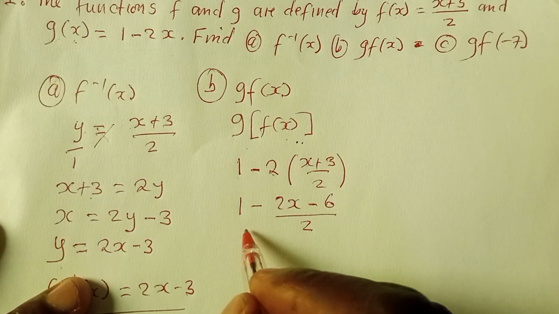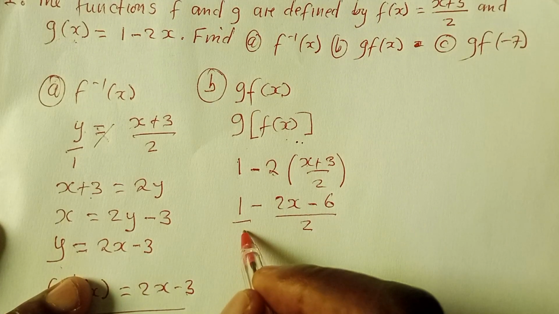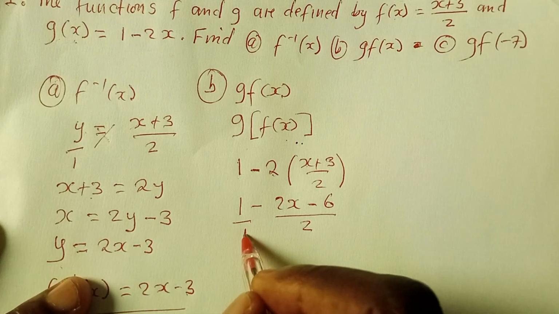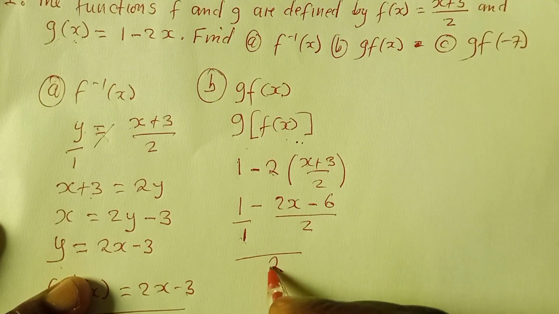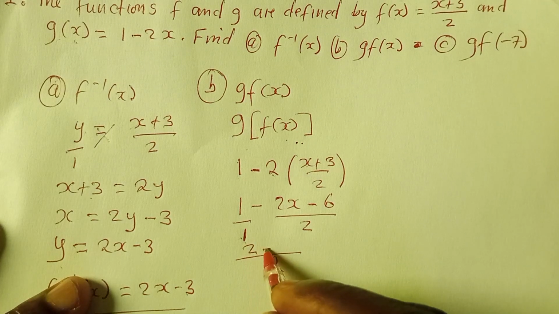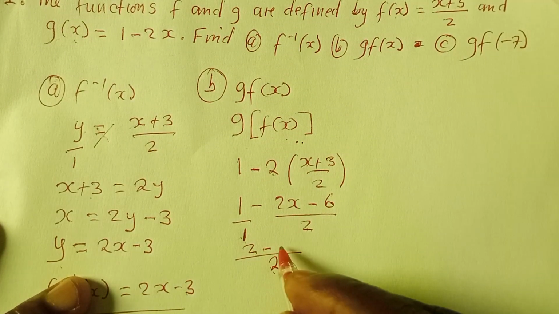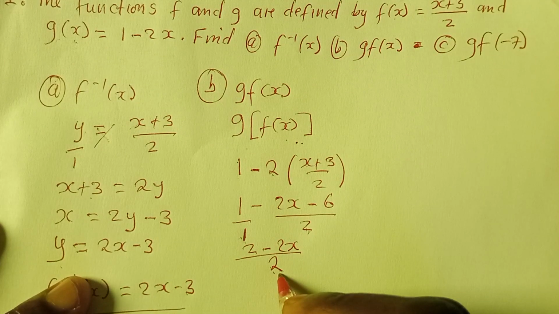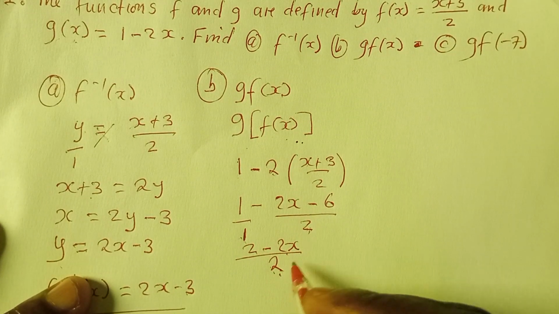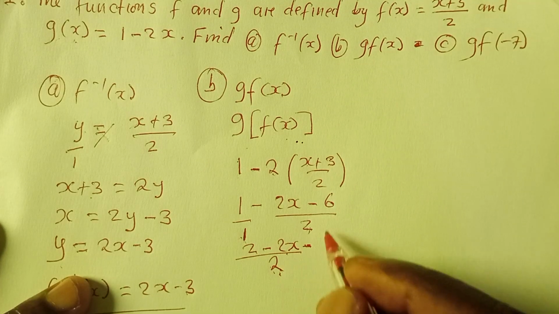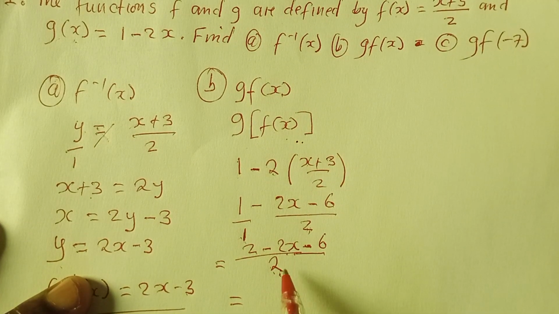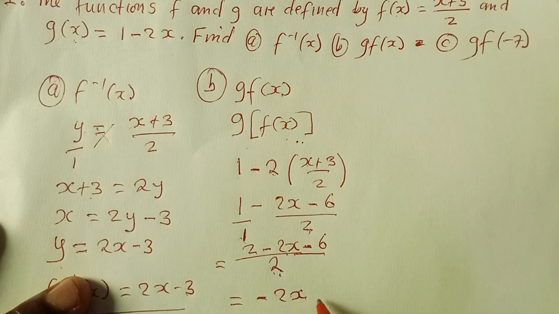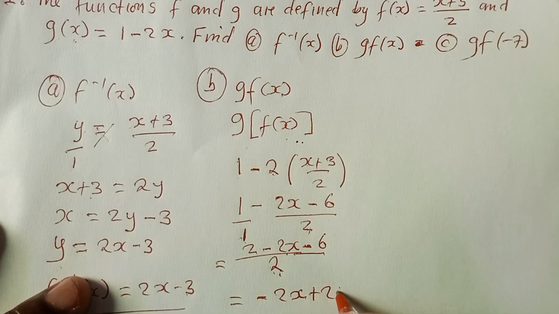Then from there we can find the common denominator. The common denominator is 2, so 1 times 2 is 2. 2 times 2 gives 2 minus, then 2 into 2 is 1, so 1 times 2x is 2x, and 1 times 6 is 6. Then from there we are going to simplify this. So negative 2x, and here we collect terms, 2 then minus 6, over 2.